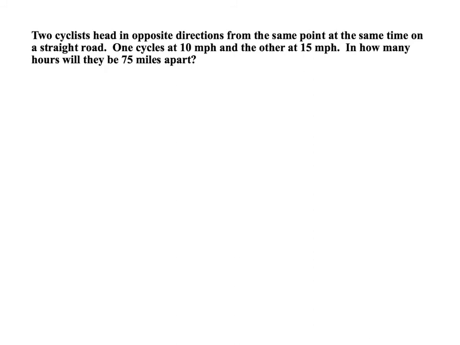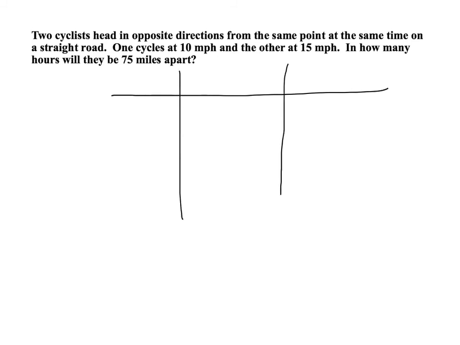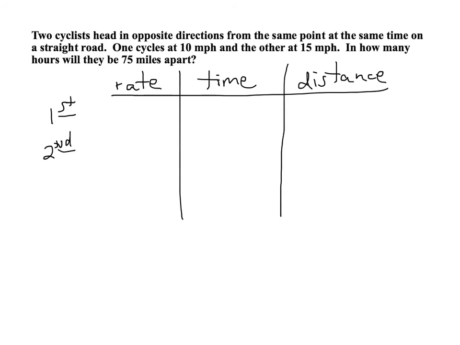This is how I would go through and solve this particular problem using a chart. First of all, I'm going to go through and set up my chart with my different column headings of rate times time is equal to the distance. And I'm also going to have my labels for my different rows. I have two different cyclists. I'm just going to call them the first cyclist and the second cyclist, and then I'm going to start to put the information in the chart.